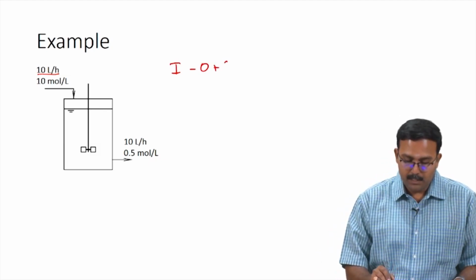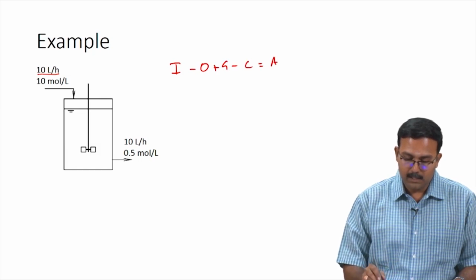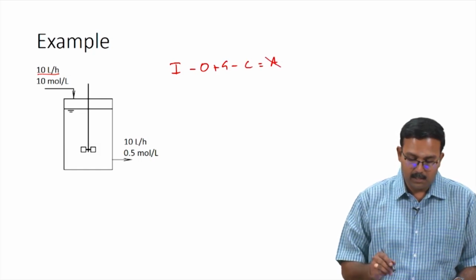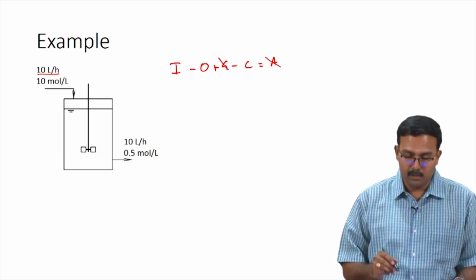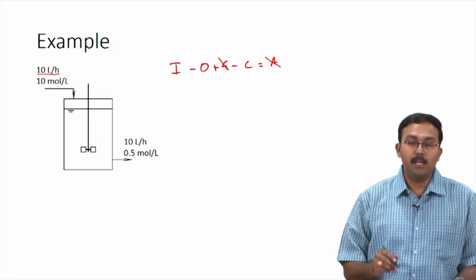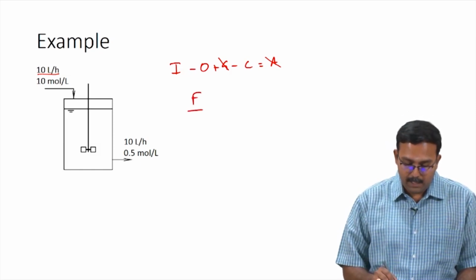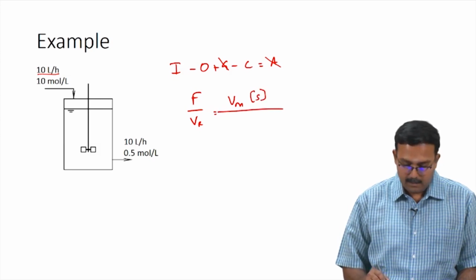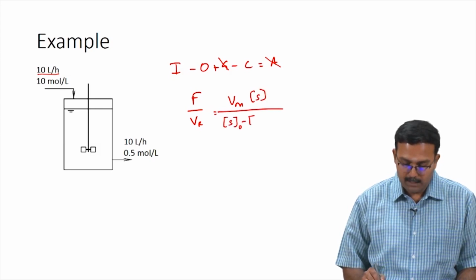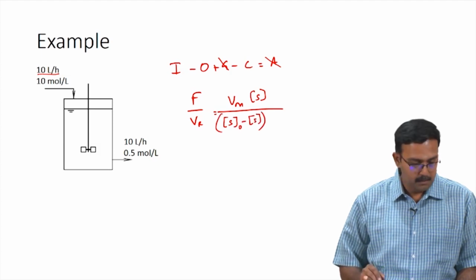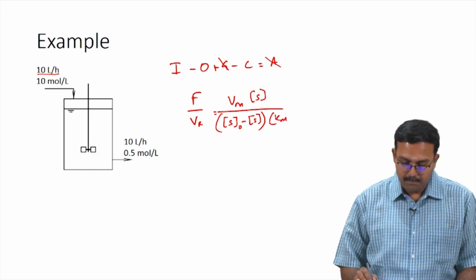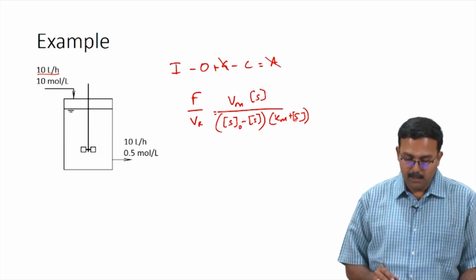With that we can write material balances, which would be input minus output plus generation minus consumption equals accumulation. At steady state there is no accumulation, and as we are writing a balance for the substrate, the generation would also be 0. So, this equation will come down to the same equation which we derived, thereby we will get F by Vr as Vm times S divided by S0 minus S, times Km plus S. Now that we have this equation, we have to calculate Vr.